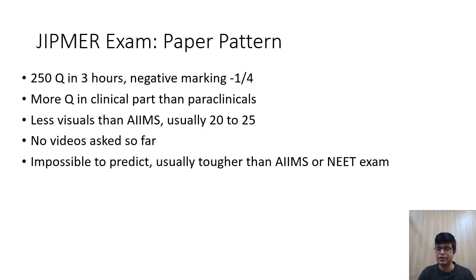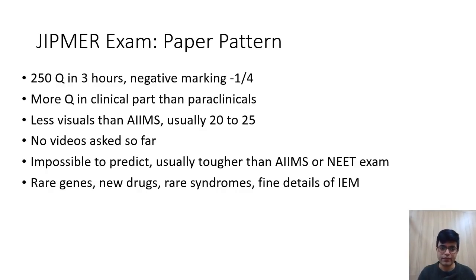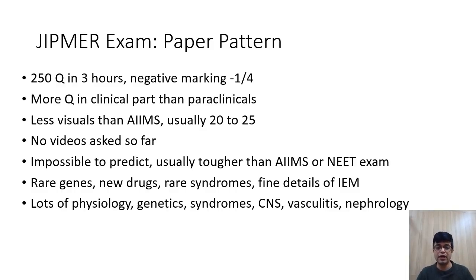It is usually tougher than AIIMS or NEET exam. Last 4 JIPMER, if you take them, 3 of them, even the topper could not score more than 50%. So in JIPMER, zaruri nahi hai you know everything. Even if you don't know 15-20 questions, it's fine. You should know a bit more than others and avoid negative marking. Rare genes, new drugs, rare syndromes, and fine details of inborn error of metabolism are usually asked.